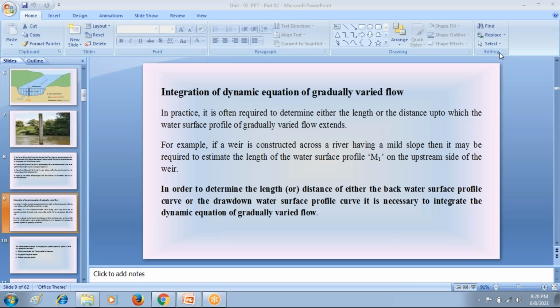Good evening, students. In today's class, I explained the integration of the dynamic equation of gradually varied flow in open channels. We discussed this concept of integration of the dynamic equation of gradually varied flow in open channels.